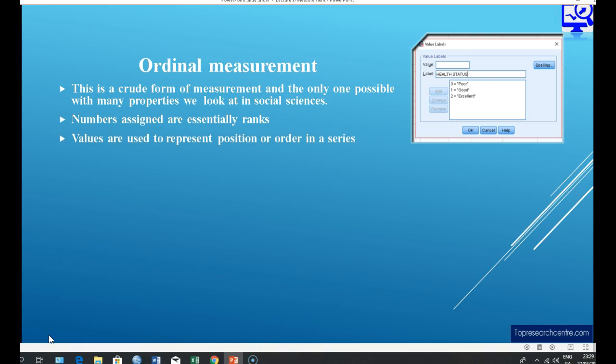In our last lecture, we looked at health status. We assigned 1 to good health, 2 to excellent health, but a 0 to poor health. You find that these numbers are relative to the condition of the participant.